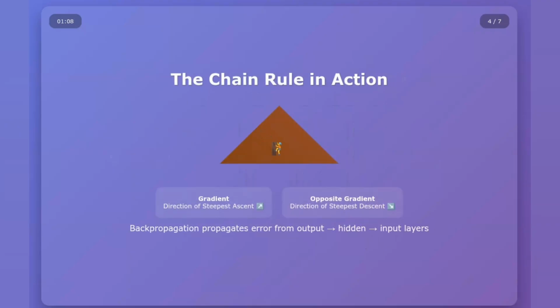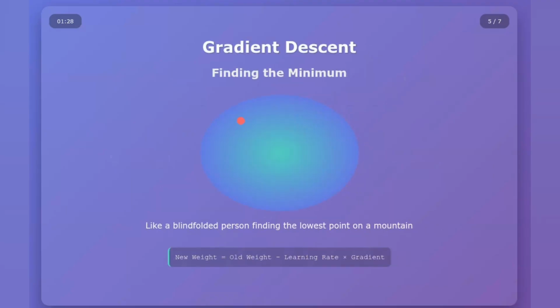Backpropagation works by propagating the error backwards from the output layer through the hidden layers all the way to the input layer. At each neuron, it determines how much that neuron's weights contributed to the overall error. It leverages the chain rule from calculus to compute these gradients efficiently across all layers. Once we have these gradients, an optimization algorithm uses them to update the weights and biases.